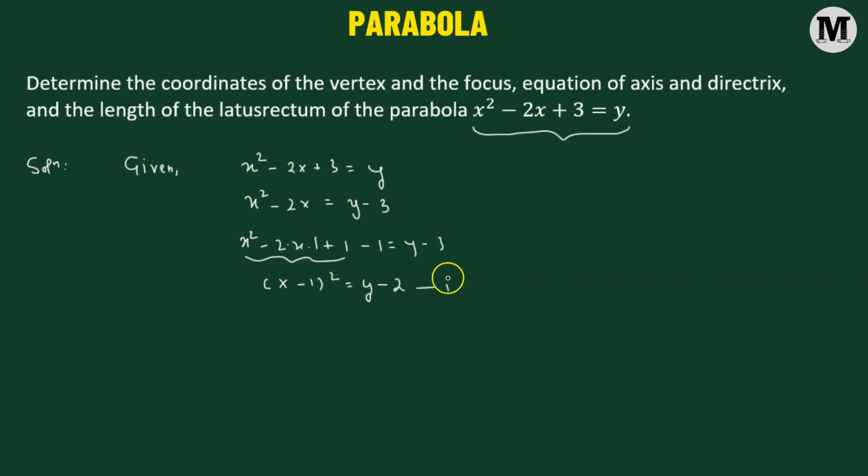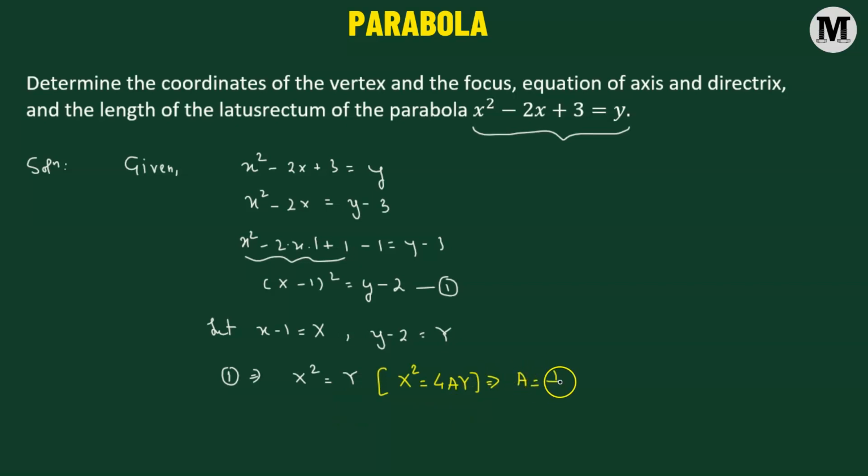Now we'll take this equation and suppose that x minus 1 equals X in uppercase, and y minus 2 will be replaced with Y in uppercase. Then equation number 1 is going to transform to X squared equals Y. Now this particular equation can be compared with the standard equation of a parabola, which is x squared equals 4ay. When we do the comparison, the value of a comes out to be equal to 1 over 4. We're going to use this value.